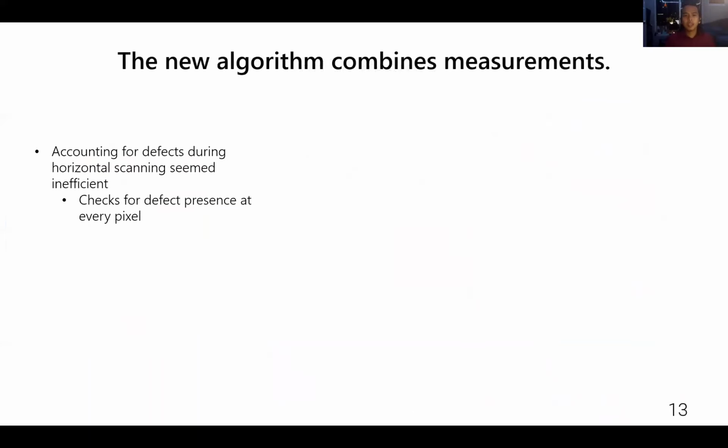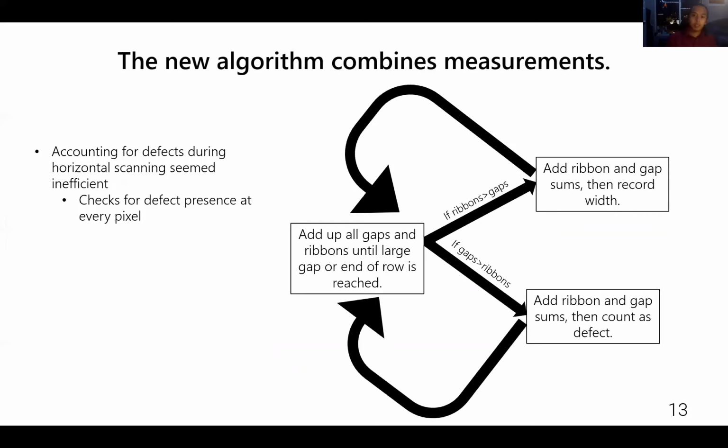However, after further thinking, we decided that accounting for the defects during horizontal scanning, checking at every single pixel if we should record the width or if we should count this pixel as part of a defect, seemed a little bit inefficient just for how many criteria needed to be checked at every single pixel. So we decided to take a different approach, a much simpler algorithm. As you can see here, the tree isn't 2 slides long. It's just a cycle with basically 3 steps.